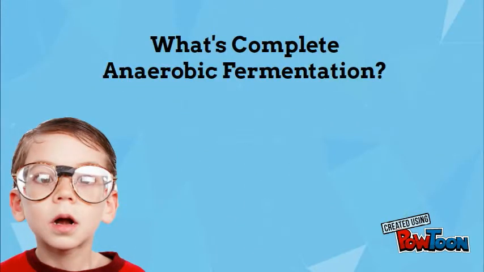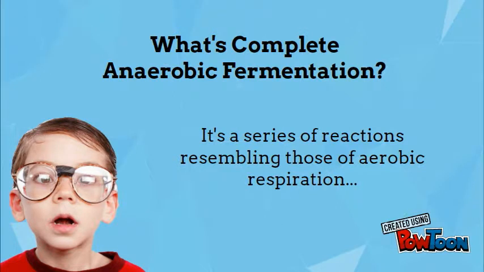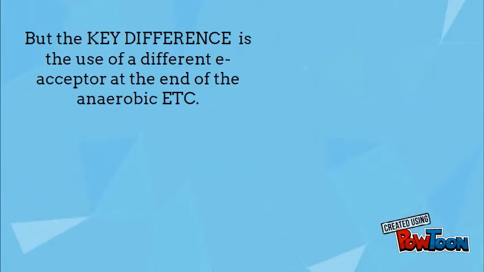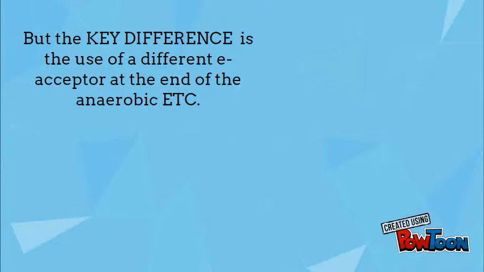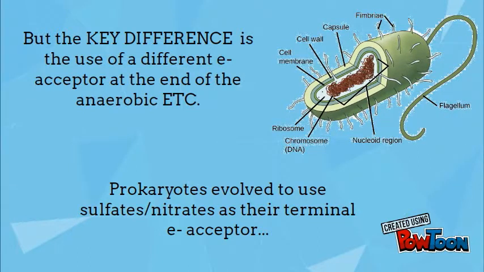What's complete anaerobic respiration? Well, simply put, it's a series of reactions resembling those of aerobic respiration, like creating ATP through electron transfer phosphorylation. But the key difference between complete anaerobic and aerobic respiration is using a different final electron acceptor at the end of the anaerobic electron transport chain. Diverse prokaryotes have evolved to use sulfates or nitrates as their terminal electron acceptor, so no more need for oxygen.